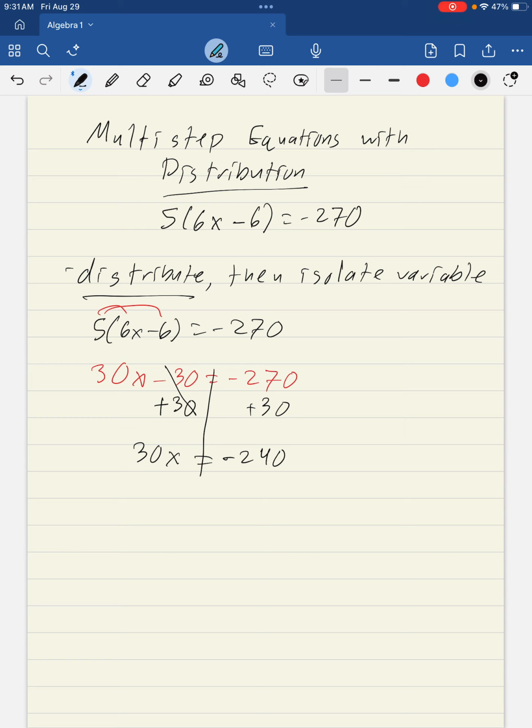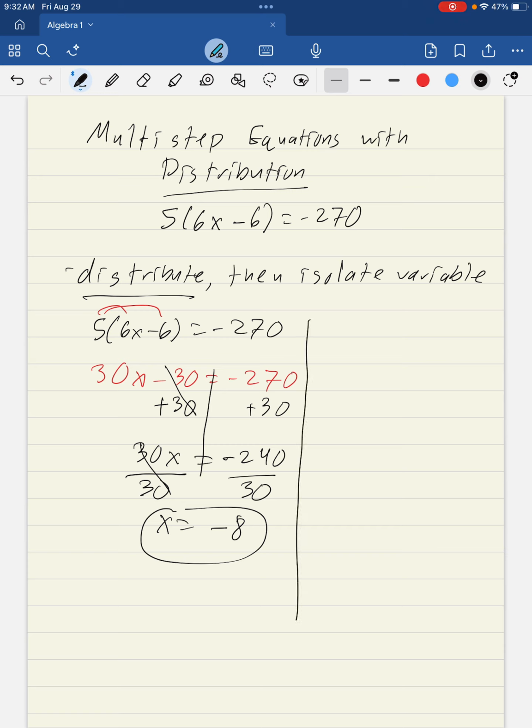We do have to understand our integer operations decently well. Remember, this is a negative 270 plus 30, so we have negative 240. And we are just going to divide both sides by 30. And we have x equals negative 8. Done. And if you're like, that's a big number, Mr. Michelson, how did you do it? Well, you could use a calculator if you need to. But there you go. So pretty much you distribute, and then you're back to a two-step equation.